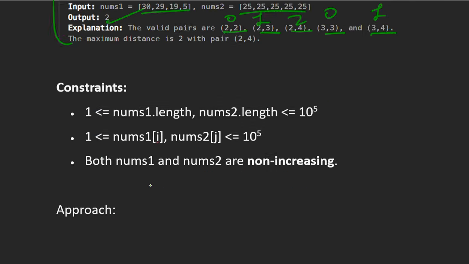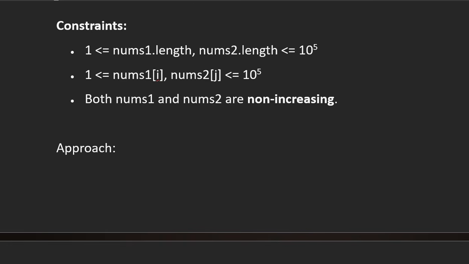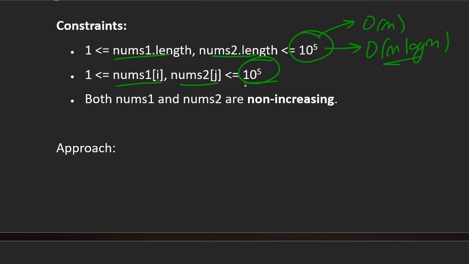So let's move to the constraints. The number of elements in both arrays can be up to 10 to the power 5. That means we have to solve the problem in O(n) or O(n log n). Each element of the array can also be up to 10 to the power 5. And the third thing is that both the arrays are non-increasing, meaning either decreasing or constant, so the previous element is greater than or equal to the next element. So let's see the approach.